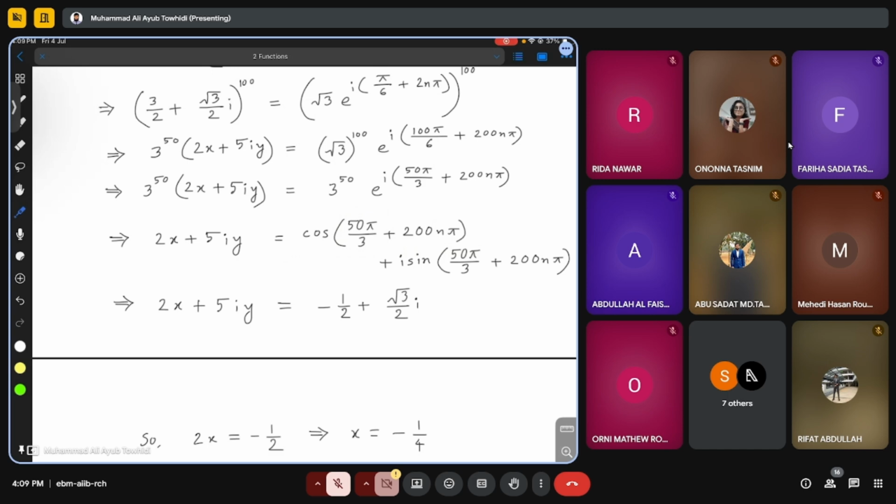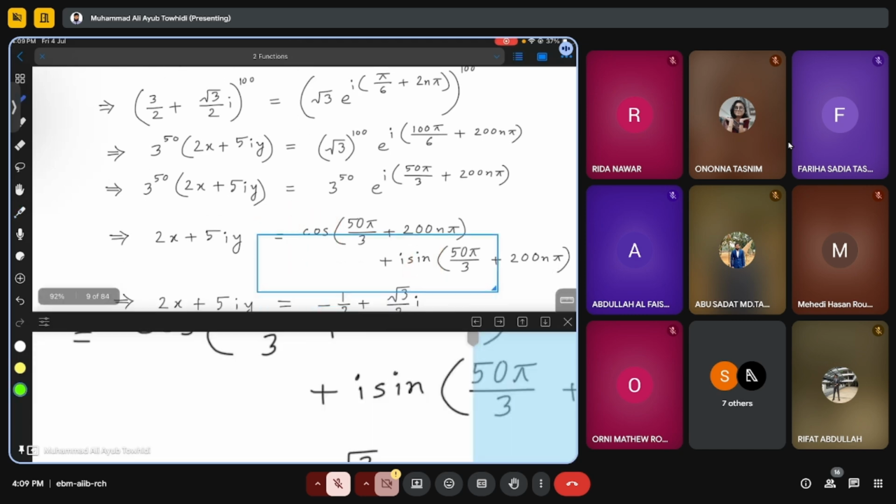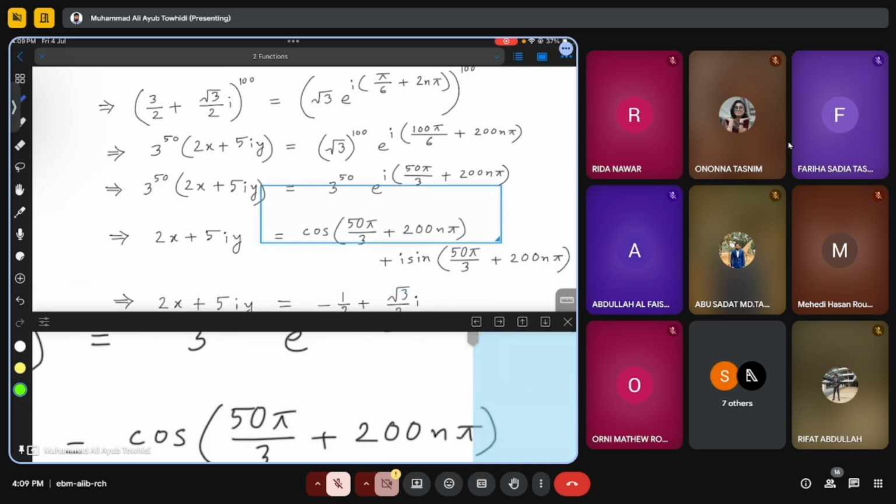Because this is a multiple of 2 pi. This is 100 times 2 pi, or 100n times 2 pi. So this is a multiple of 2 pi, multiple of 360 degrees. And then you have cos and sine. So no matter what value of n you take, the result will always be the same.